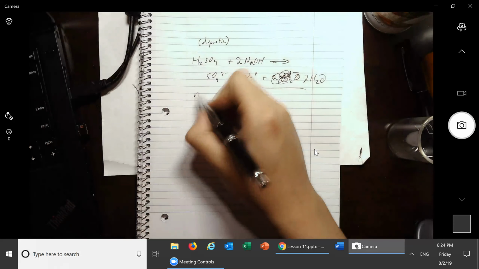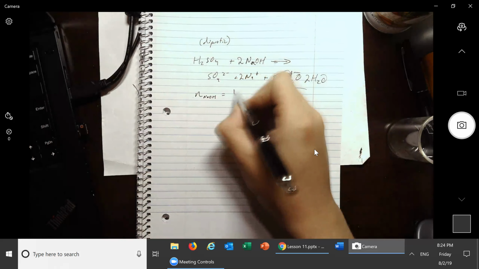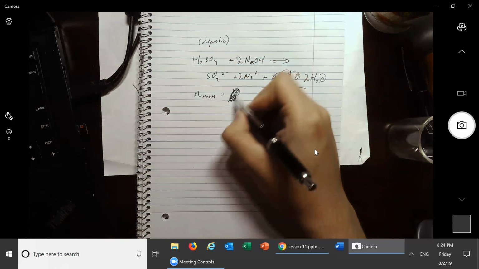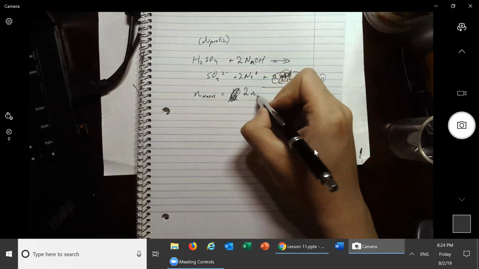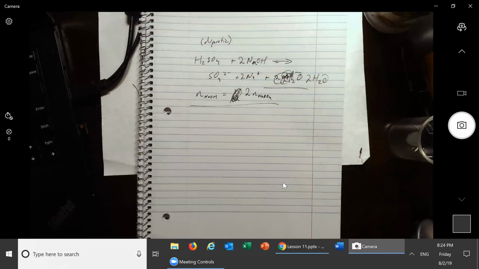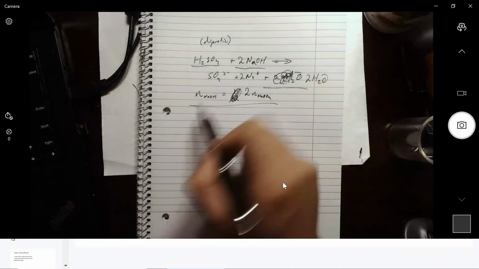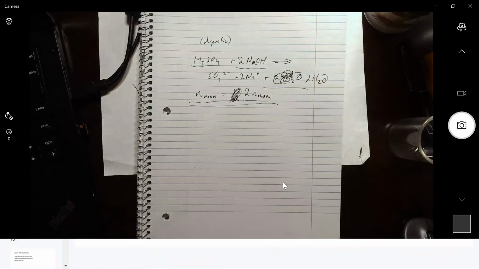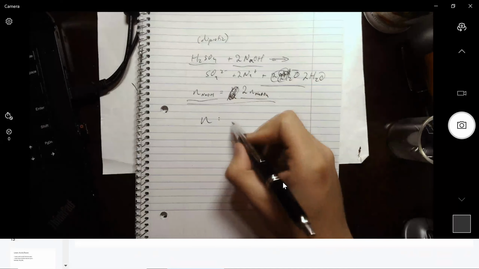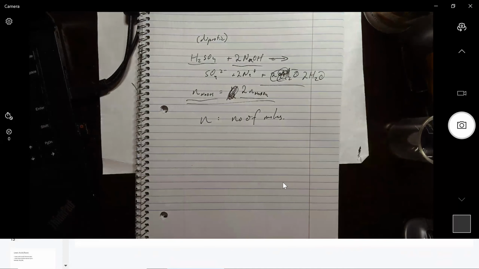So the moles of NaOH is twice the moles of H2SO4. Does everyone agree with this statement? Because you can see that 1 mole of sulfuric acid reacts with 2 moles of NaOH. Hence, the moles of NaOH should be twice the moles of H2SO4. And N stands for number of moles. Okay?